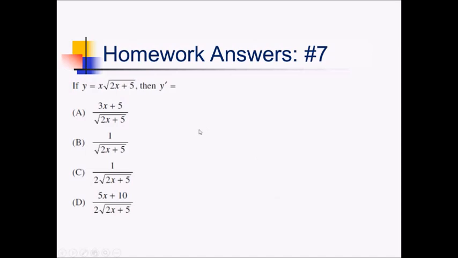For this problem, we're trying to find y prime for this expression. So I'm going to need the product rule on this one. No other way to do it. So I've got u prime v plus uv prime. And now for the box and ribbon, we've got x and square root of 2x plus 5, which I can rewrite as 2x plus 5 to the 1/2, just to make it a little easier to take that derivative.